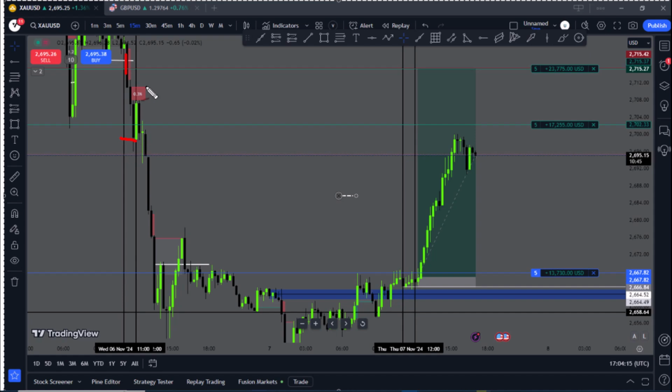You wait for the pullback, or you can join the pullback. That's okay if you want. But you just wait for the pullback into the fair value gap, then you enter into the trade around here and come all the way down. So on Wednesday, that was the same thing we used. So you could have used the same thing that we used on Wednesday on what?